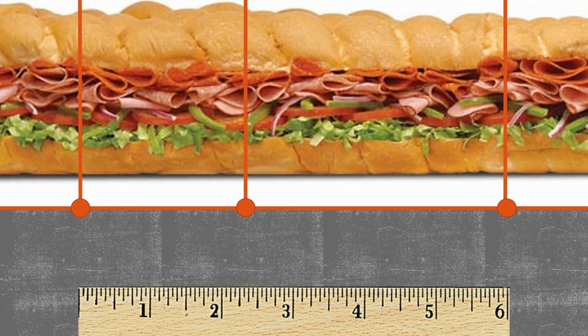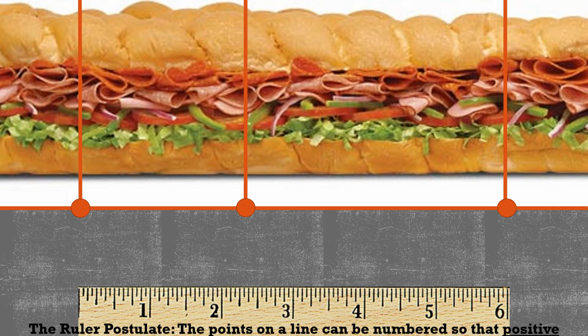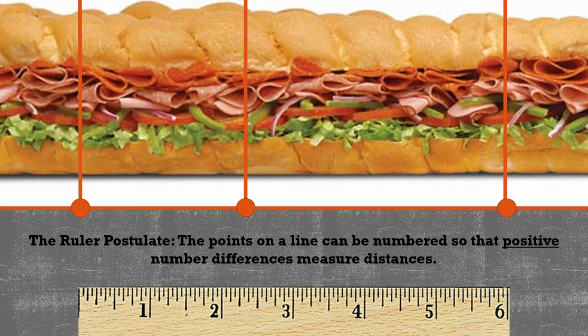So remember, a postulate is something that we just assume to be true without necessarily having proof. Now this postulate states the points on a line can be numbered so that positive number differences measure distances. So anytime we have that coordinate and we've assigned a value, we can talk about the different distances between points.